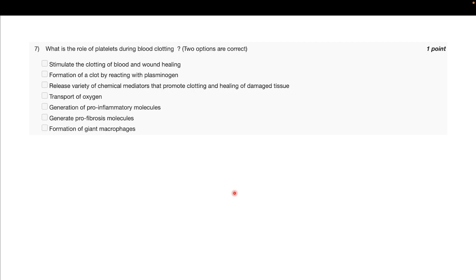The next question is, what is the role of platelets during blood clotting? Again, two correct options.